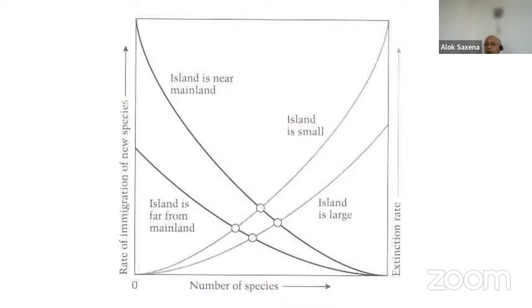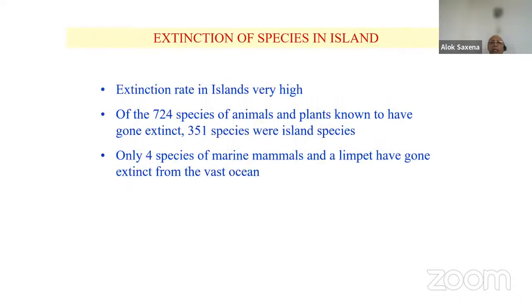So this is the basic model of MacArthur and Wilson, and a lot of modifications were suggested. They also gave a mathematical equation, the species-area relationship, but I'm not going into details of that. Now, these are some points which I already discussed: the extinction rate on islands has been very, very high.